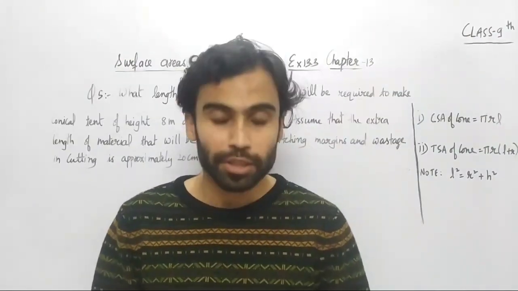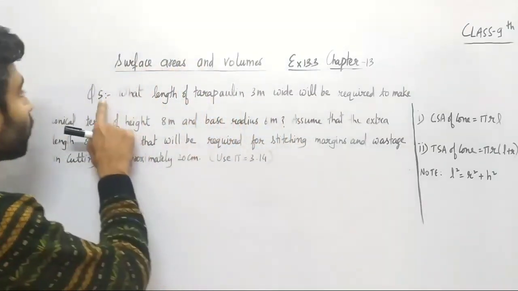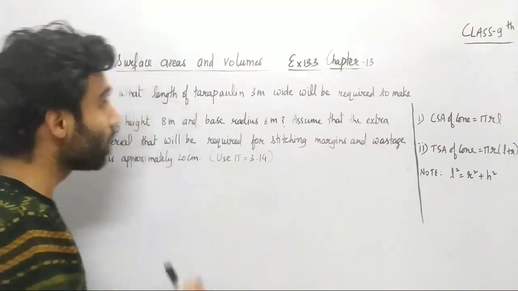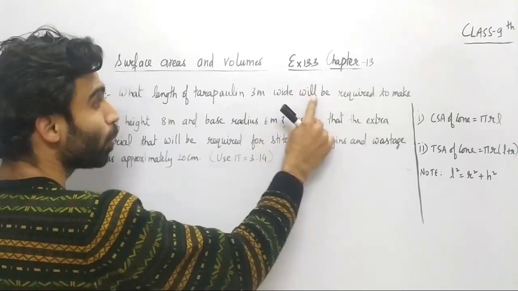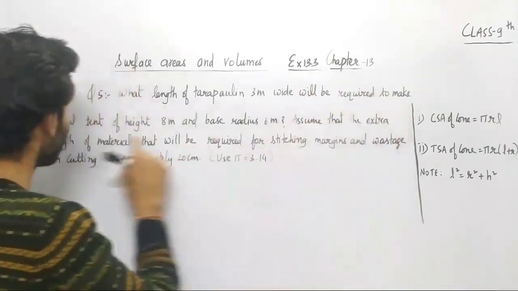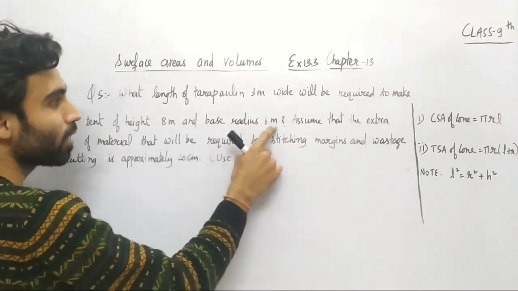So students, let us move on to the next question now. So this time question number 5th is given to us as that what length of a tarpaulin 3 meter wide will be required to make conical tent of height 8 meter and base radius 6 meter.